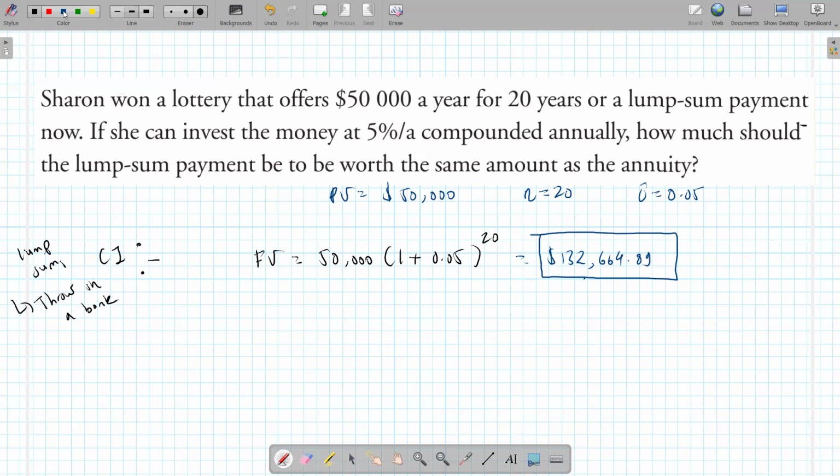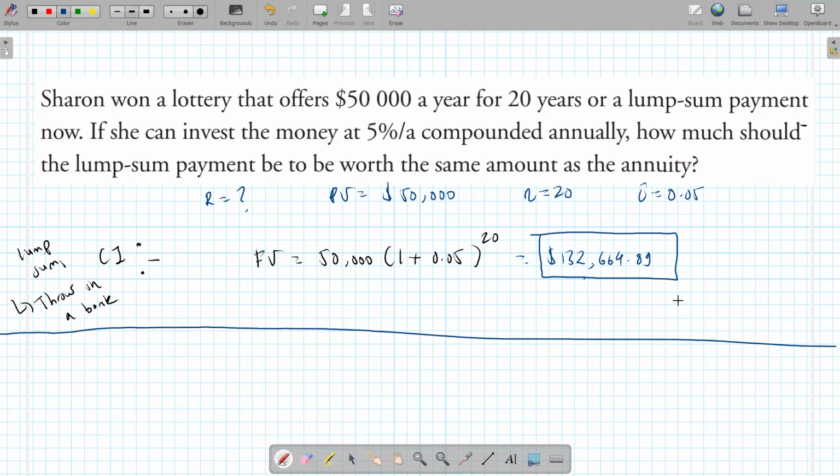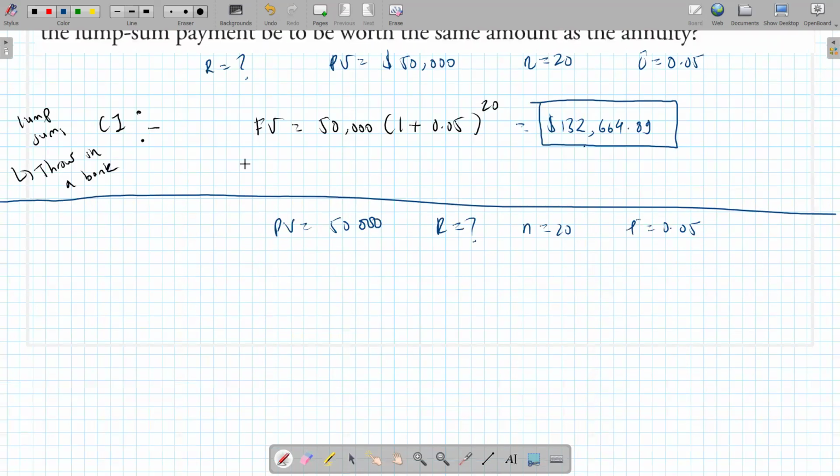This question is asking us, what is the R value that's equivalent to getting this in 20 years? So the second half of this question is no longer a compound interest problem. It's an annuity problem in which the present value is 50,000. This is the amount that you have today. R is missing, N is 20, I is 0.05. Then you want to use the present value formula here, because we're talking about annuities dependent on the present value.